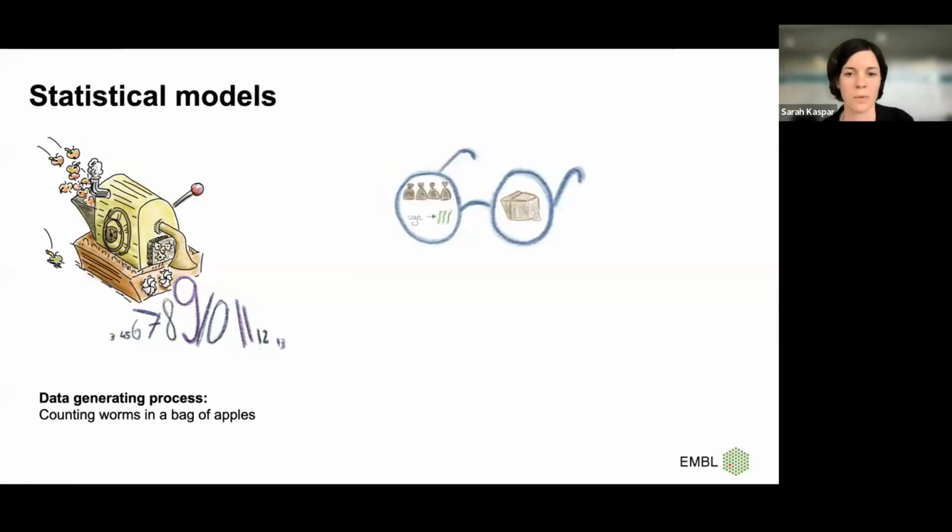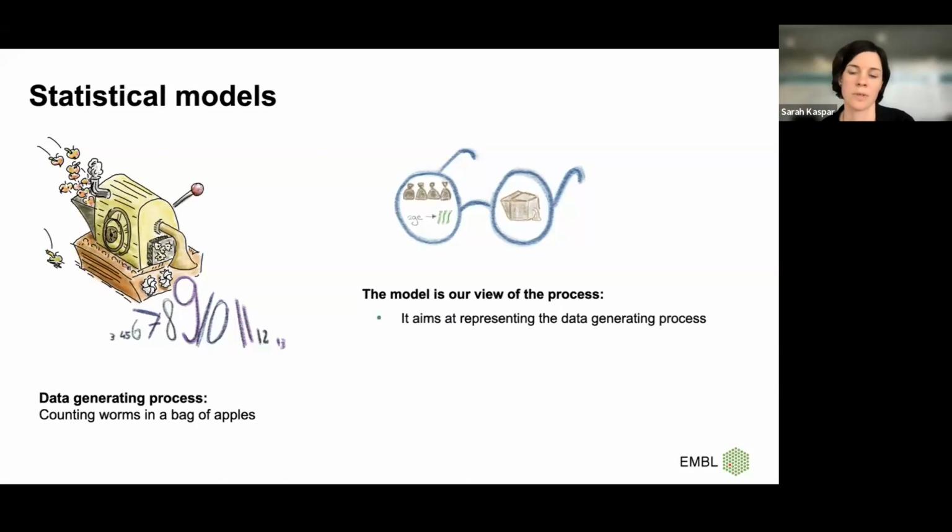And then on the other hand, we have the model, which I try to depict with these kind of glasses. So this is our view of the process, or our view of the world. A statistical model tries to represent the data generating process with equations. It summarizes a set of assumptions. So for example, we could say that every bag has the same size.